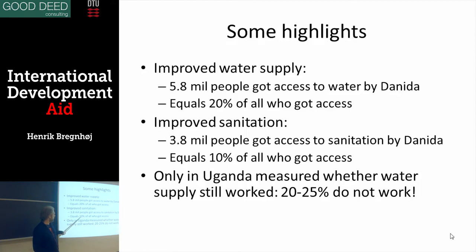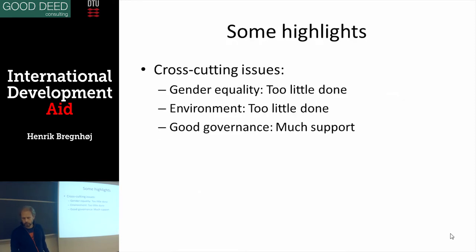So Danida, and that's an interesting number here. If you look at the sanitation, also a lot of people got access to sanitation, but Danida was only responsible for 10% of that. So it seems like even though the recommendation has been there for many years, they still put much more emphasis on water supply than sanitation here.